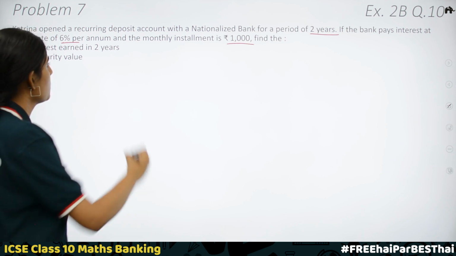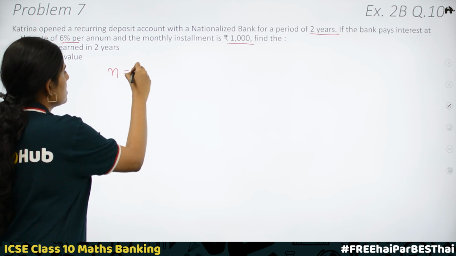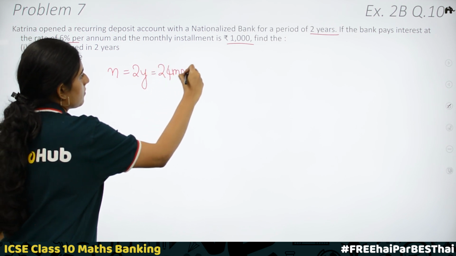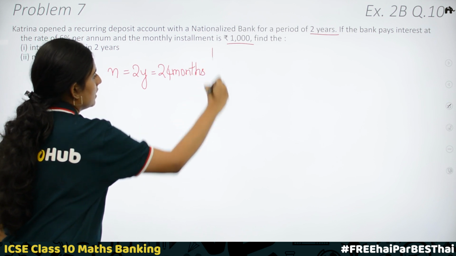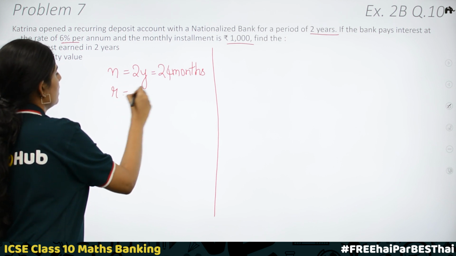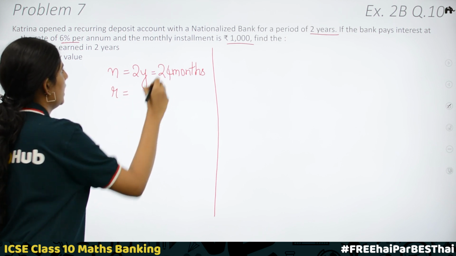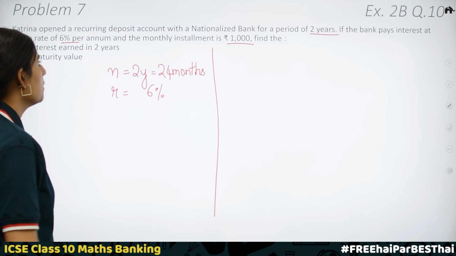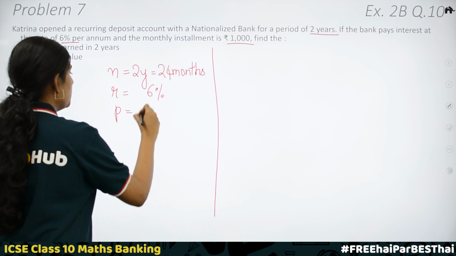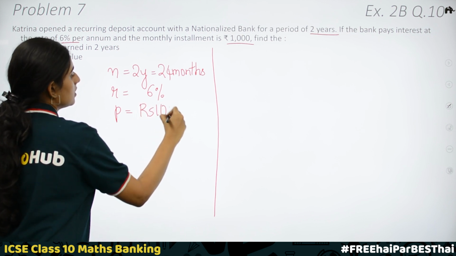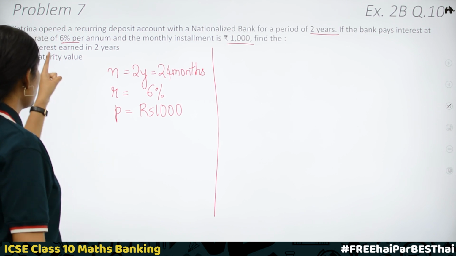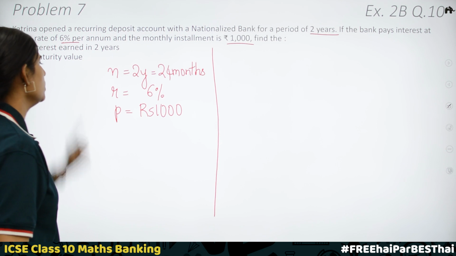Given quantities are N is given, that is 2 years equal to 24 months. Then rate of interest R is given, equal to 6%. Monthly installment P is given. This is a monthly installment, rupees 1000.